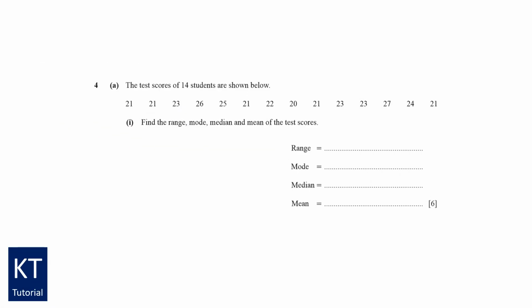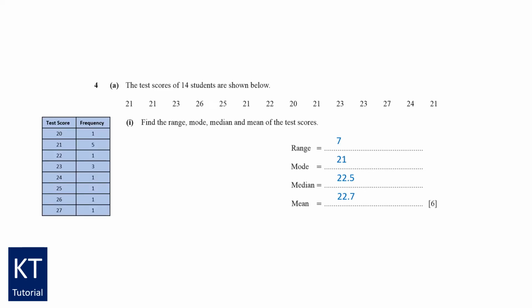Question 4a. The test scores of 14 students are shown below. Find the range, mode, median, and mean of the test scores. The range is the difference between the highest captured test score and the lowest captured test score, in this case 27 and 20. The mode is the test score with the highest frequency. Having arranged the test scores in ascending order, the median is the average between the 7th and 8th test scores. The mean is obtained by multiplying each test score with its frequency, and this total being divided by 14.